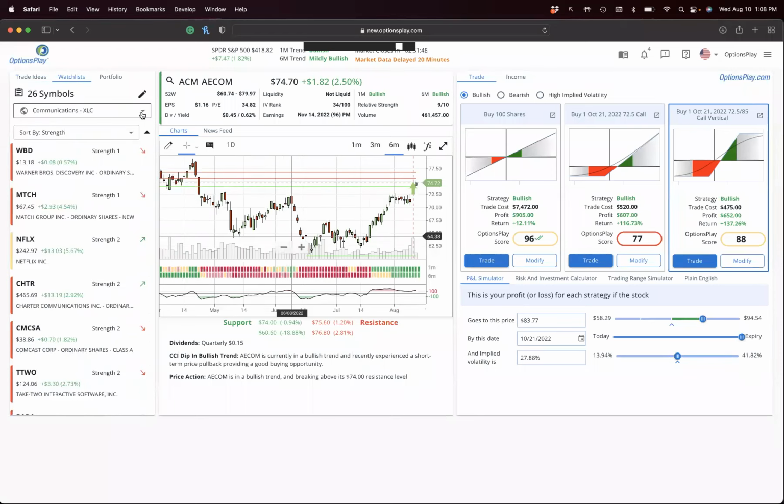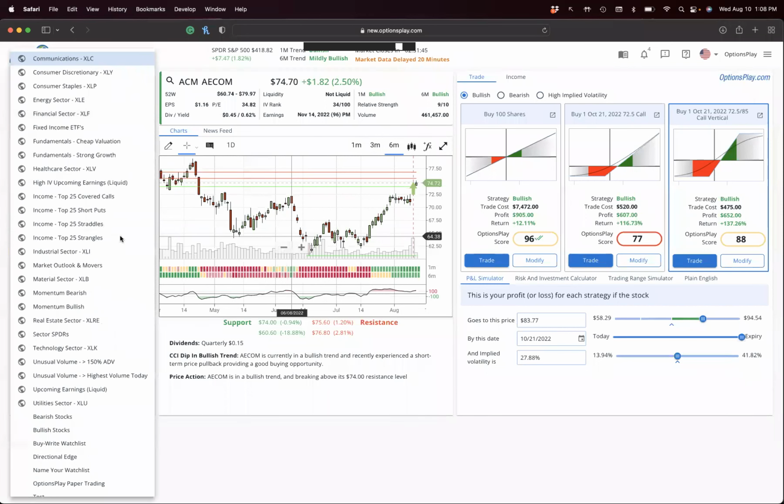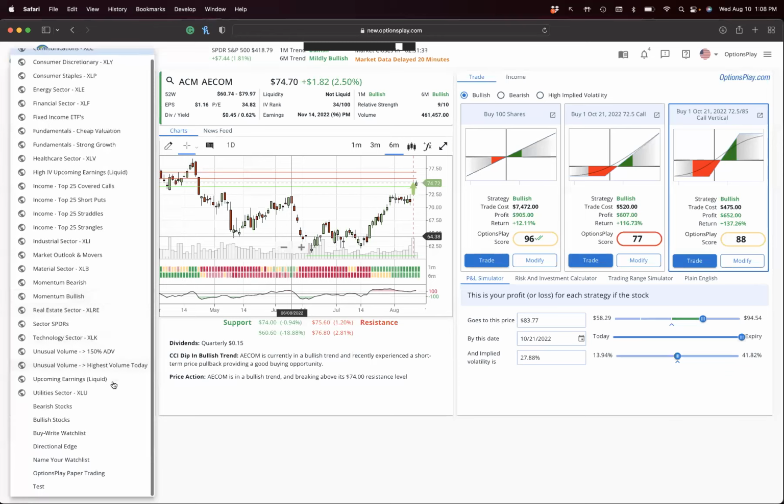And then we have the watch list feature. The watch list feature is a very powerful feature. It's something that I use a lot. And I encourage, if you haven't used the watch list very often, to take a look at it and explore the different types of watch lists that are available to you.